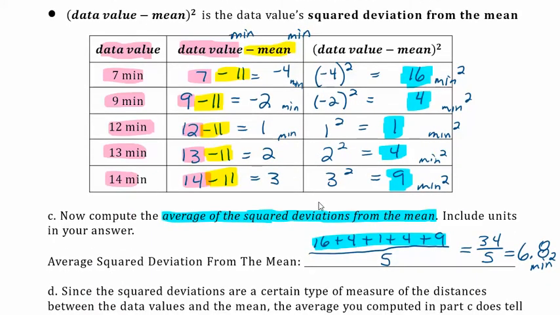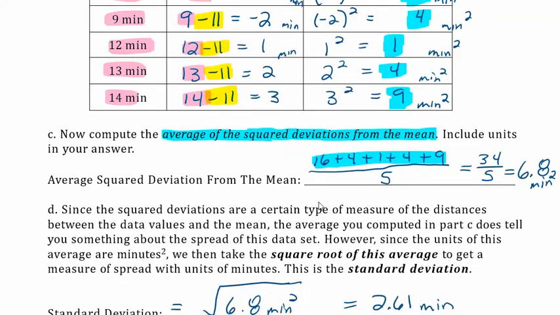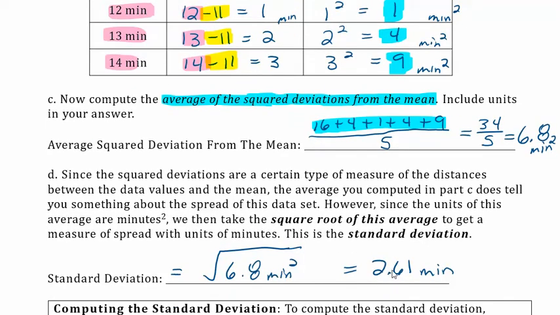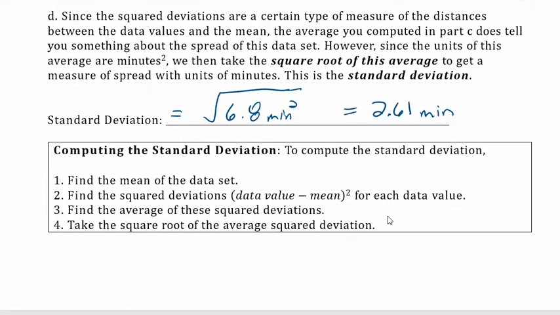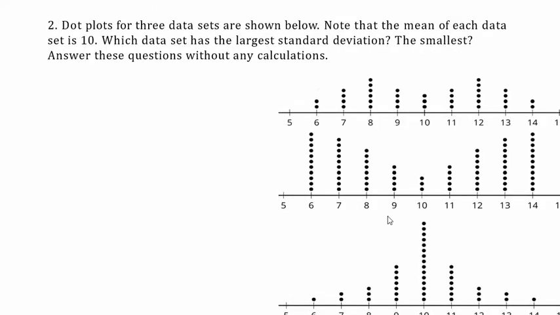What we want you to really get out of this is this idea that the larger the standard deviation, the more spread out things are. The smaller the standard deviation, the more the data values are clustered together. So with that in mind, let's take a look at question number 2.